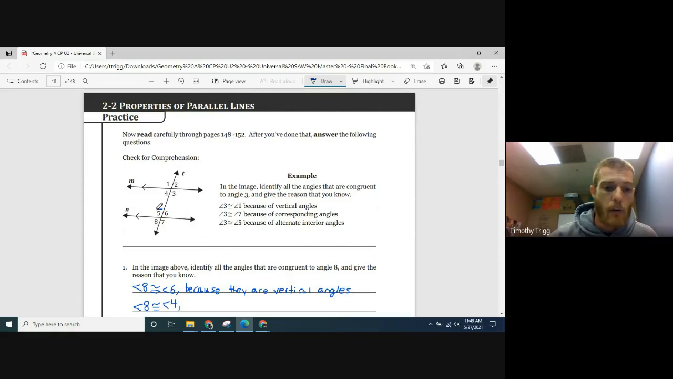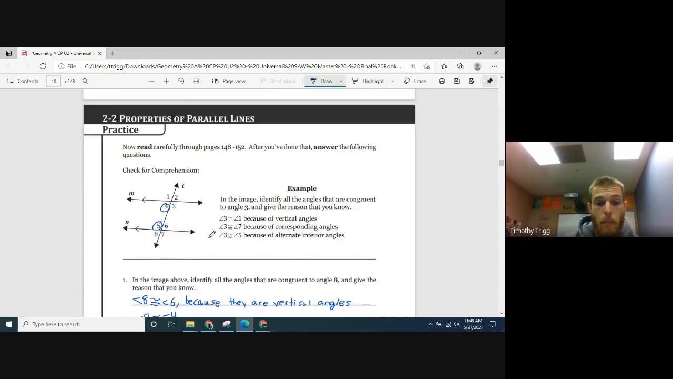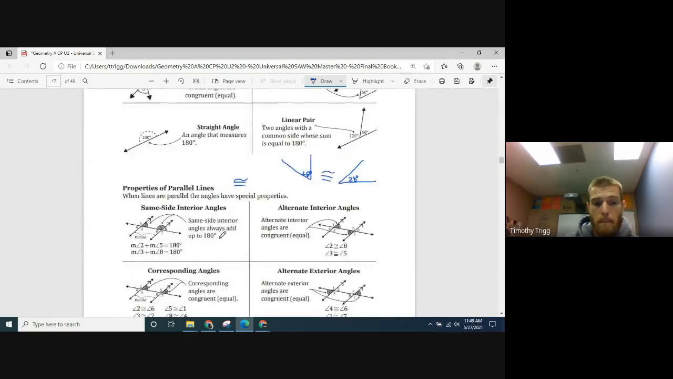Lastly, angle 5 is also supplementary to angle 4. This one has a different reason. This would not be a linear pair in this case. So last one, angle 5 is supplementary to angle 4. Make sure you write that in. I'm not going to bother, but you know what I mean. Same deal. Angle 5 is supplementary to angle 4. How do we know that? Well, there's another relationship we need to talk about.